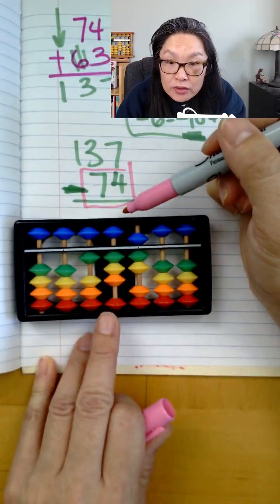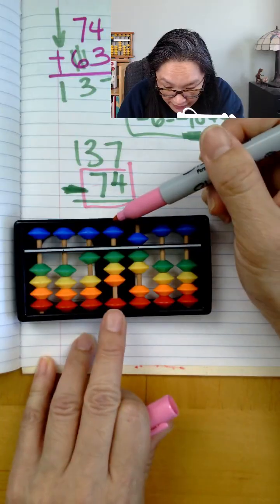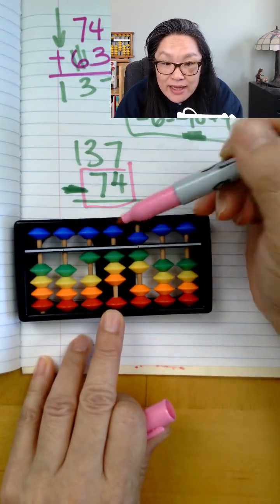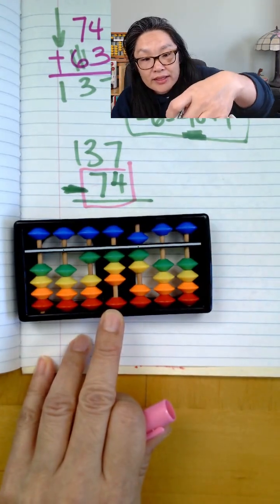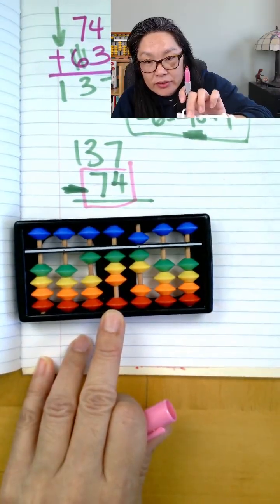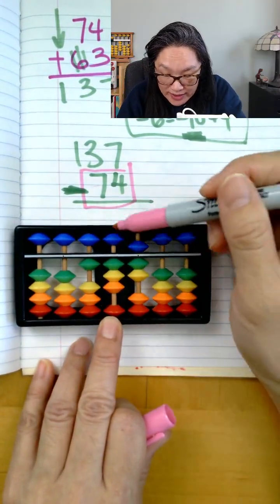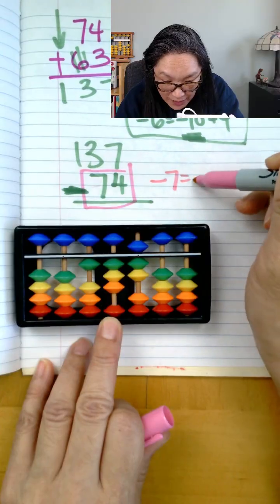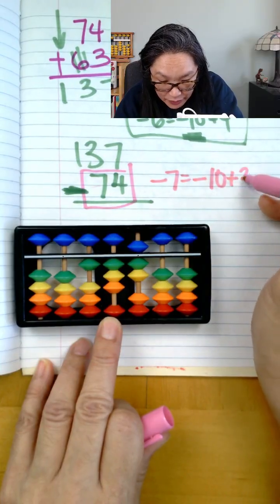Thank you for the follow. So from here to here, 74, take away 7, take away 4. Can I take away 7? No, I can't take away 7. I need to. Okay, that looks better. So I take away the 7. How do I take away the 7? Minus 7 is equal to minus the 10 plus the 3.